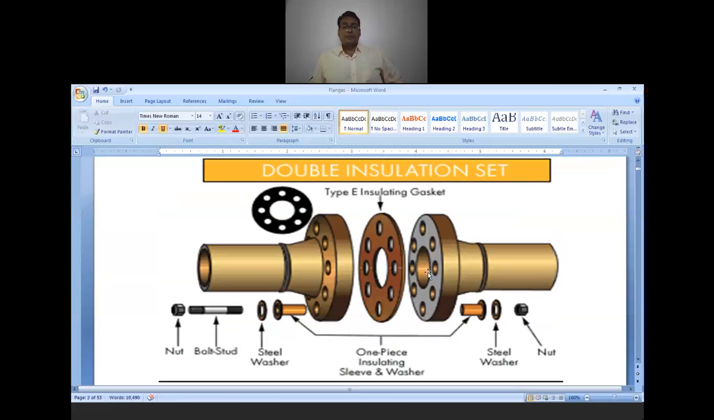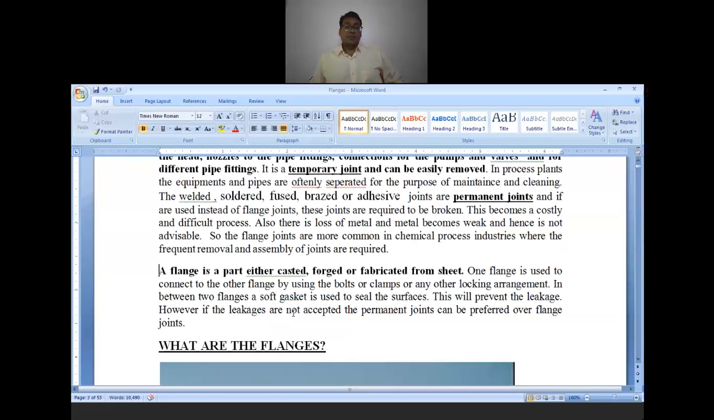The basic flange: the two flanges are connected with each other with the help of bolts, and in between the two flanges there is provided a gasket which is going to prevent the leakage. So you require two flanges. These flanges are connected to the pipes. In between these two flanges there is a gasket, and these two flanges are tightened with the help of bolts. Now this is what a flange is.